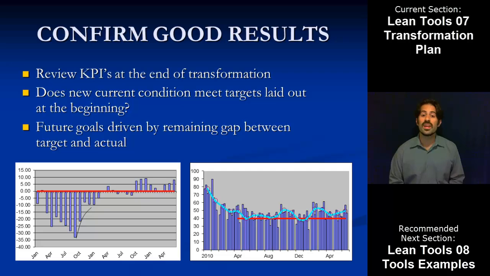So if there is a remaining gap, then our future goals are oriented towards trying to close that, if it's still the most pressing business need. Or if it's not, then we can move on to something else. But the important key thought out of this is that the decisions we're making on what to work on and when are driven by the real data we're getting from monitoring our results and evaluating whether or not we're meeting our targets.